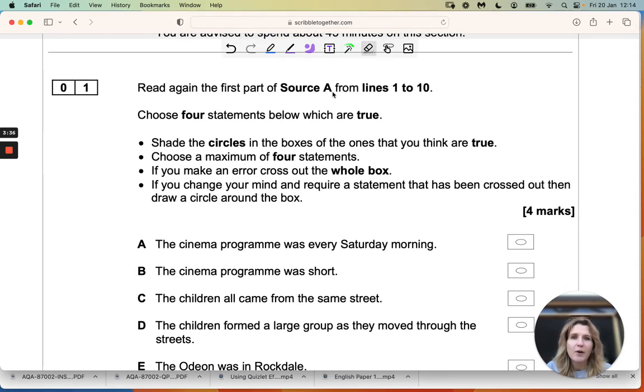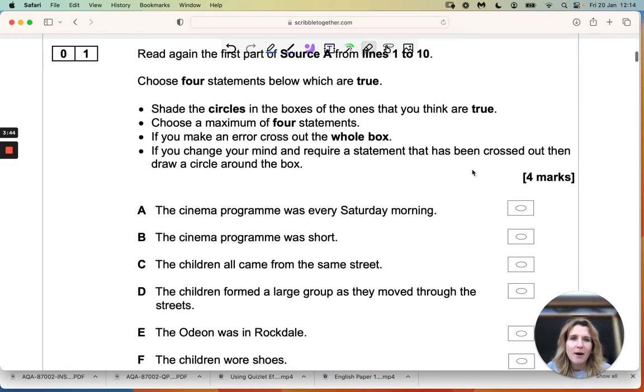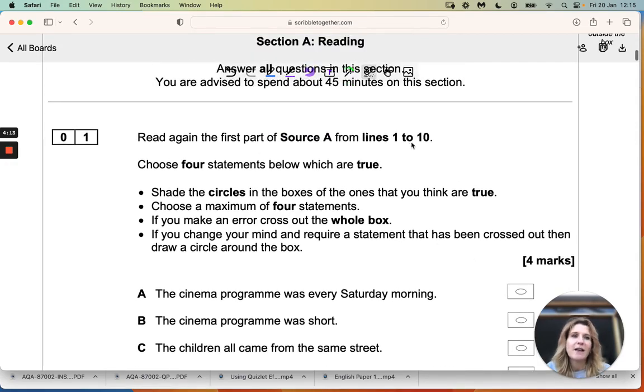Read the first part of source A from lines 1 to 10. Choose 4 statements below which are true. Shade the circles in the box of the ones that you think are true. Now this is important as well, because people will shade in the box and then change their minds. And it gives you clear instructions for how to fix that. Prepare yourself for this, because you probably will make a mistake and want to change it. That's fine. If you make an error, cross out the whole box. If you change your mind and require a statement that has been crossed out, then draw a circle around the entire thing.